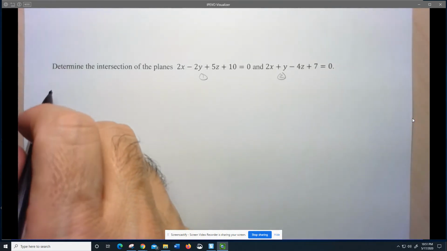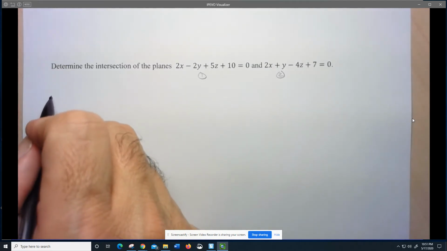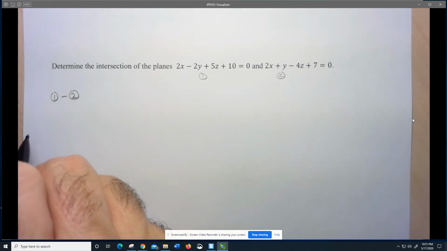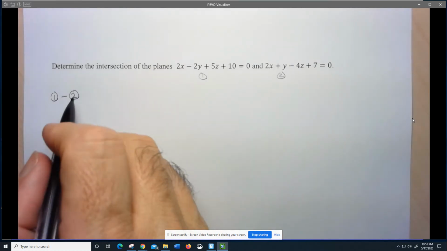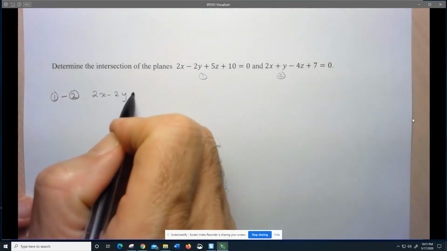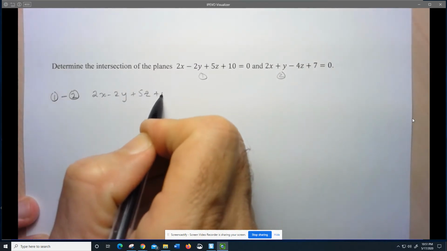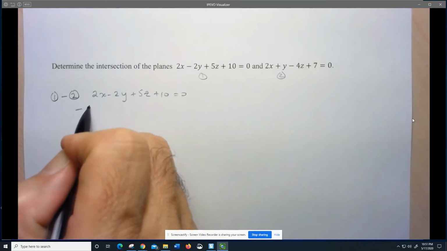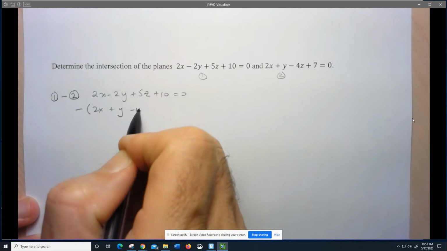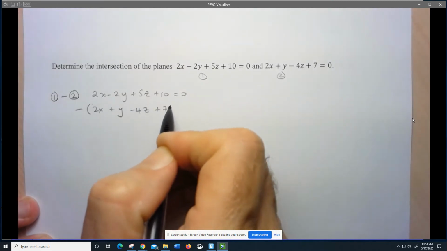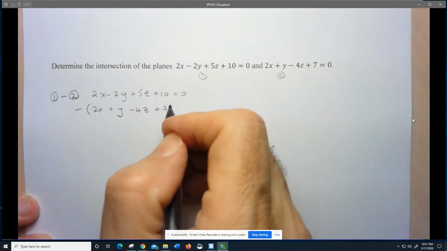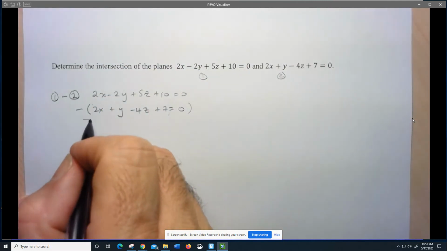So I'm going to do what I normally do with elimination. In this case here, we're going to subtract the equation. So I'm going to take 1 minus 2. All right, so let me write it out just to make sure we don't make a mistake. 2x minus 2y plus 5z plus 10 equals 0, minus, and the other equation is 2x plus y minus 4z plus 7. Yeah, oops, I'm going to put that at the end. Okay, equals 0.